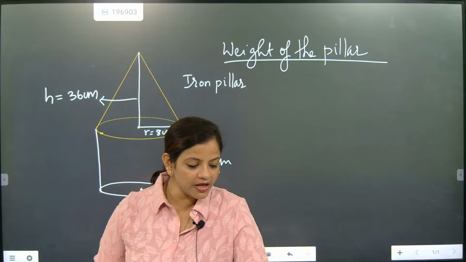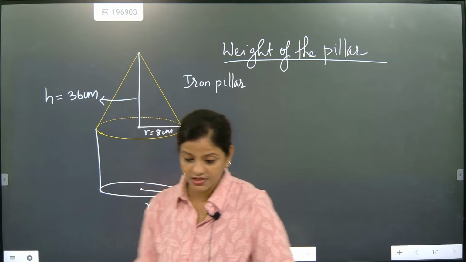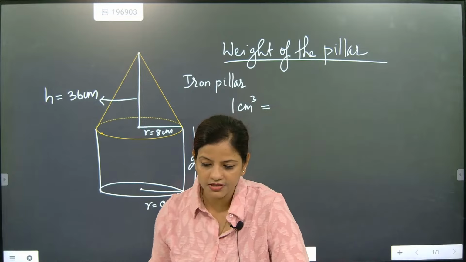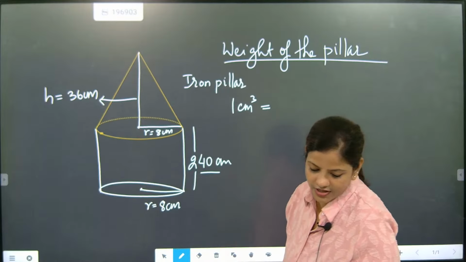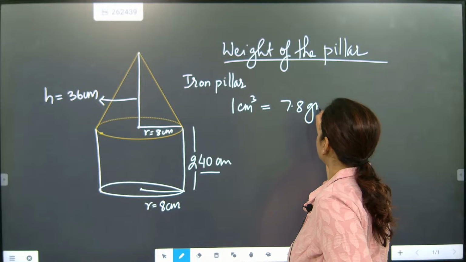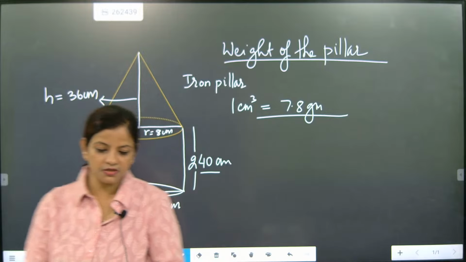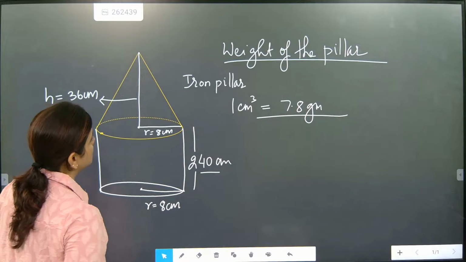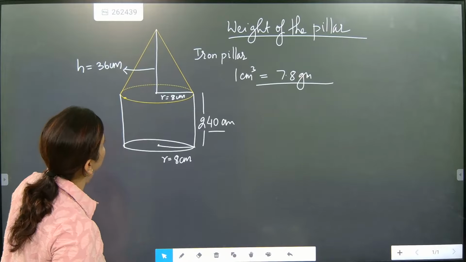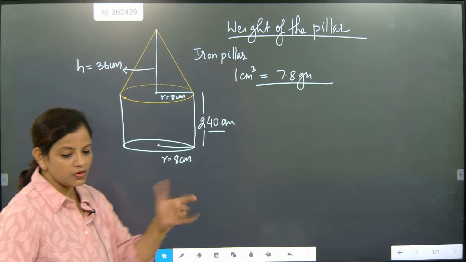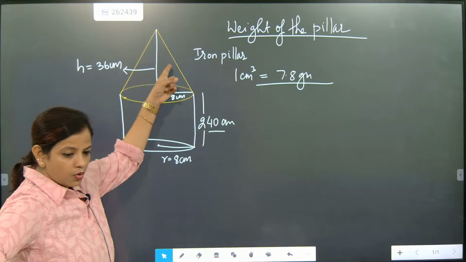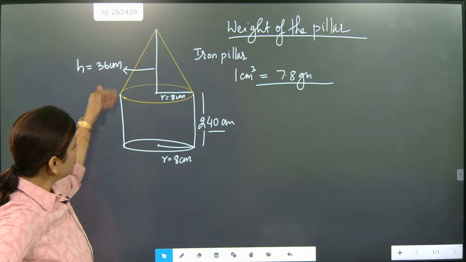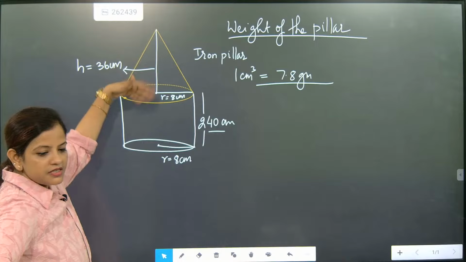So find the weight of the pillar if 1 cubic centimeter weighs 7.8 gram. Jokes apart, start solving the question, please. Directly focus on the work. I'll move from here, you solve. That's it, my work is done. Your work starts here. See, cone, cylinder, symmetry, radius 8 centimeters. So here also radius 8 centimeter. 240 is the height of the cylinder, and this height is 36.